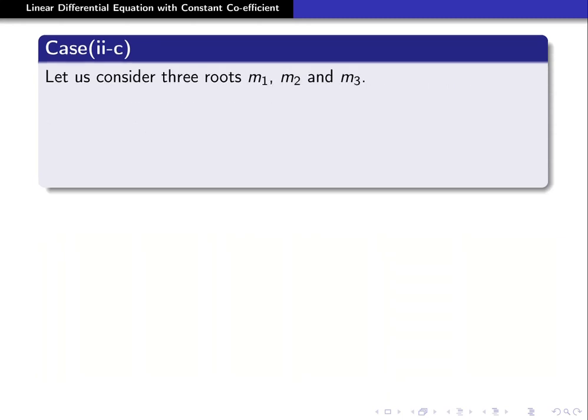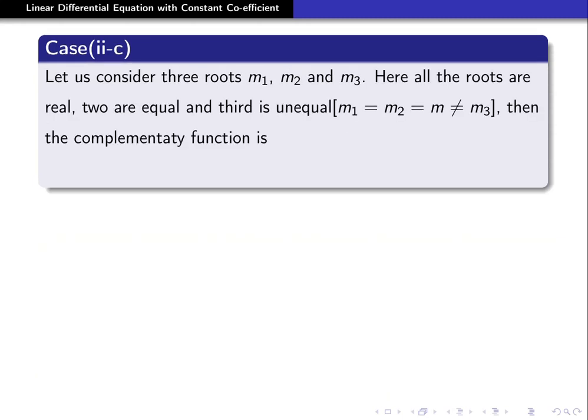Let us consider three roots m1, m2, m3, all real, where two roots are equal and the third one is unequal. Let m1 and m2 be equal and m3 not equal. Then the complementary function is as follows: since the two roots m1 and m2 are equal to m, we can write (A plus Bx) into e power mx plus C into e power m3x.